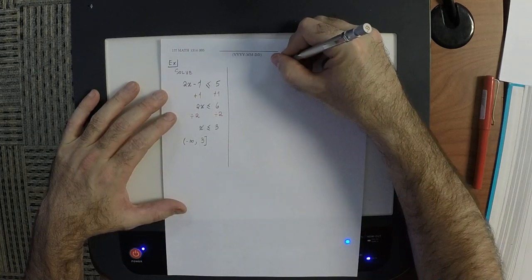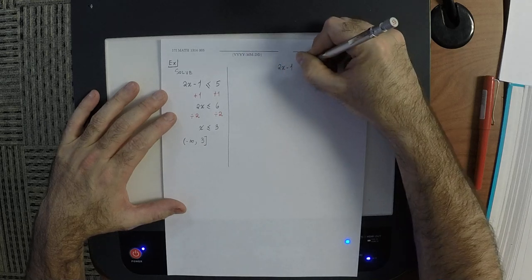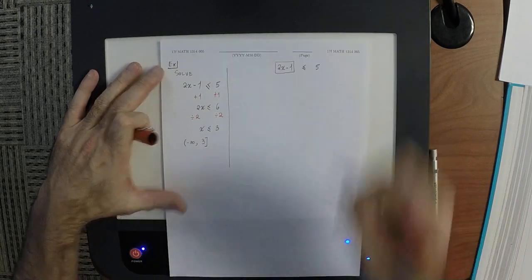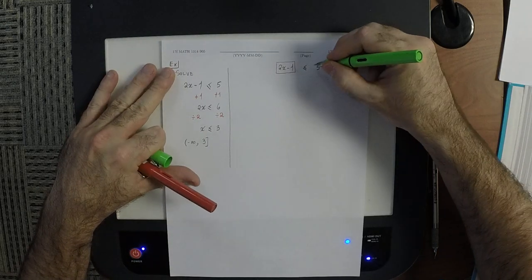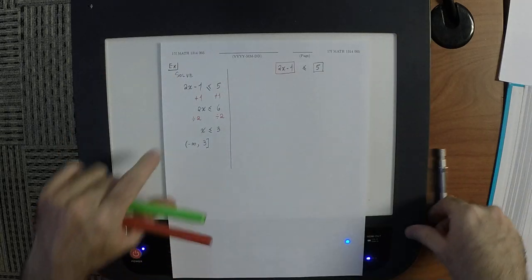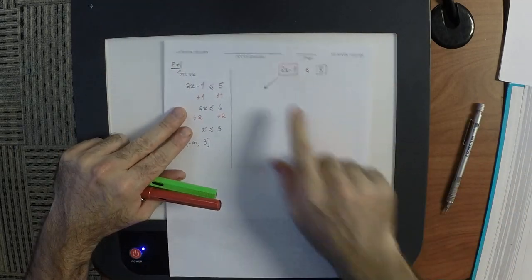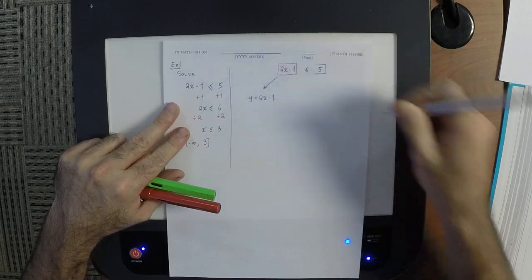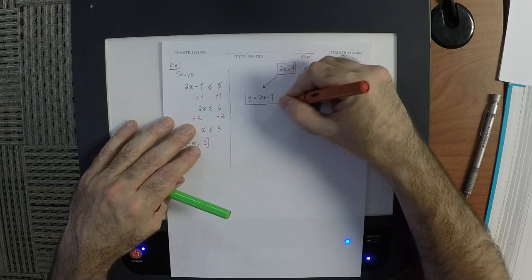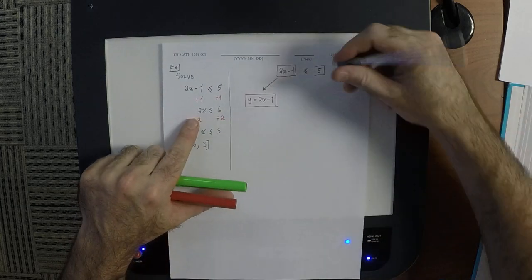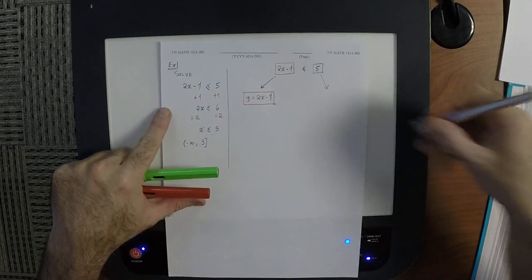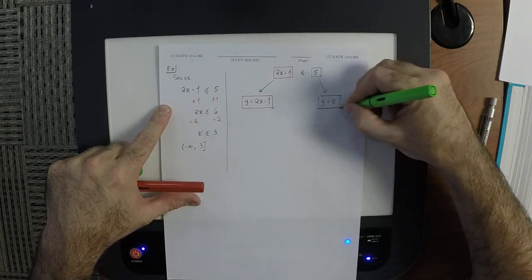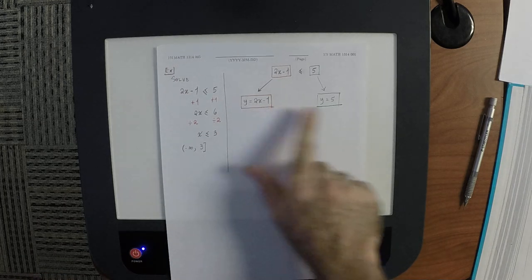Okay, so consider 2x minus 1 less or equal to 5. So I'm going to say that the left-hand side is the red thing, and the right-hand side is the green thing. And specifically, what we're going to consider is that I'm going to say y is equal to 2x minus 1, and I'm going to plot this, and I'm going to do so in red. And then this is the green thing, and I'm going to say y is equal to 5. So we're going to plot both of those. I'm going to plot the red and the green.